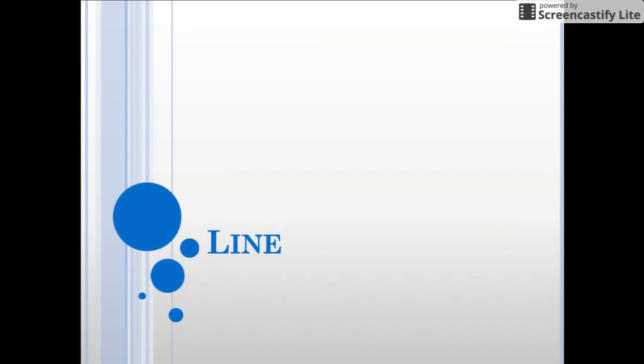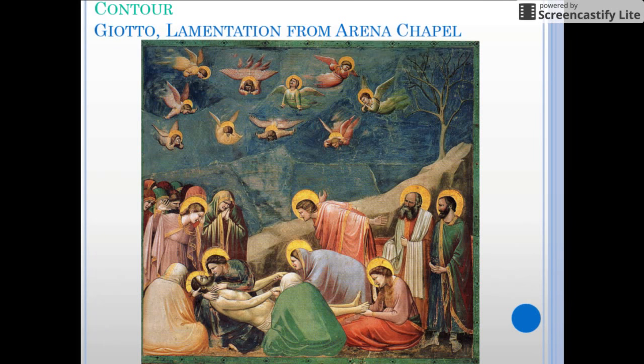So line. Line is an important art element. We can see numerous types of line as we look at the art elements. One of the most common, of course, to see is contour line. Here you have an example from Giotto, the Lamentation from his famous Arena Chapel project. And how can we see contour lines here? I basically define contour lines as defining an object.